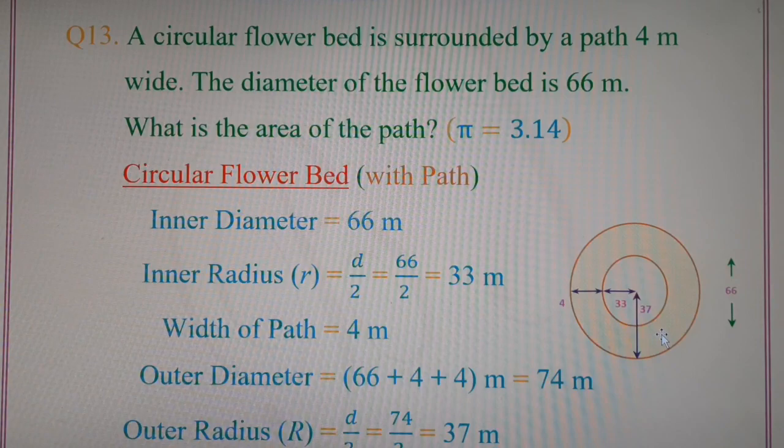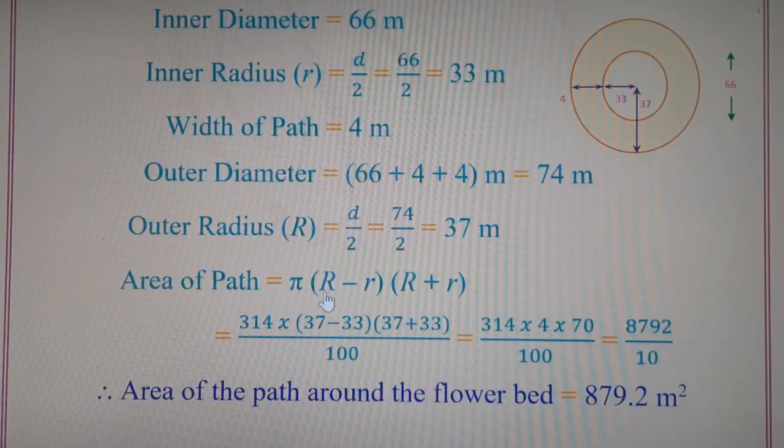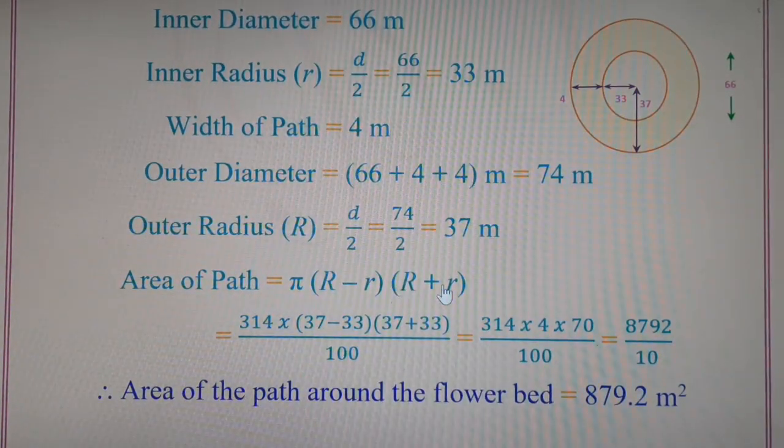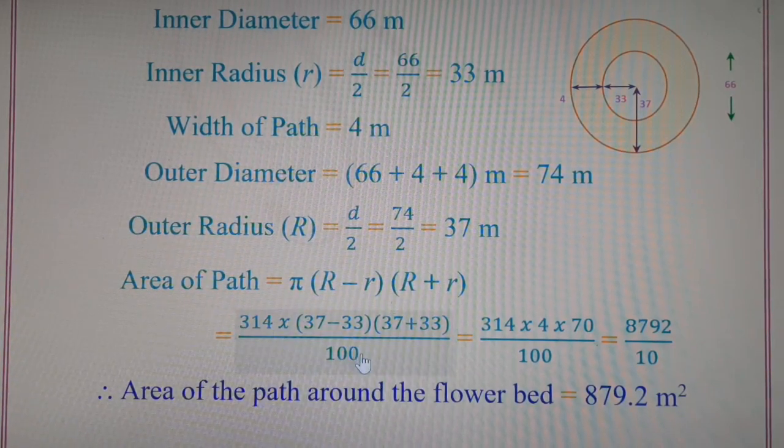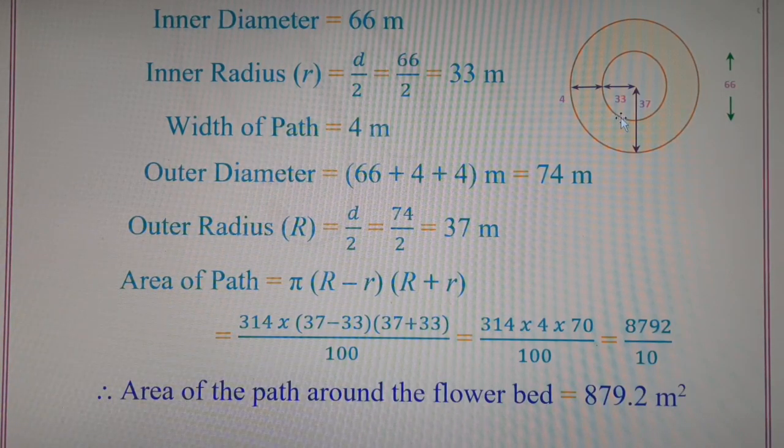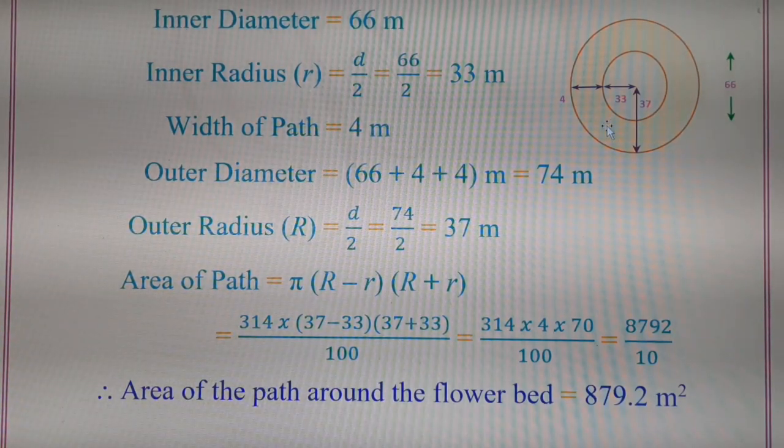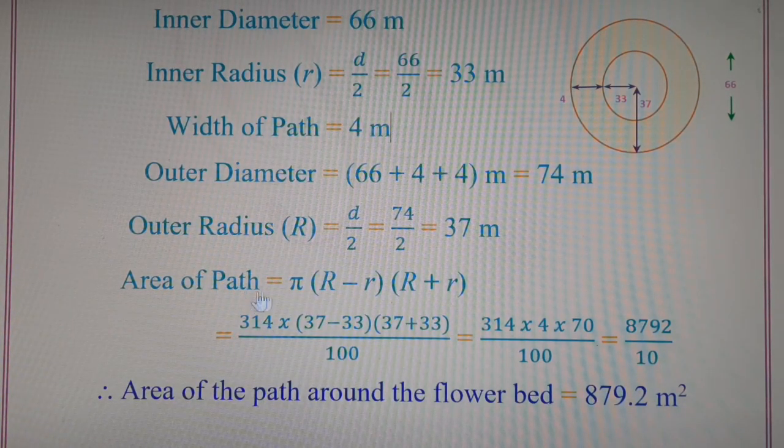But I have given you a shortcut formula, that is pi bracket R minus r and R plus r. This shortcut formula is used in higher classes. So children, you can use this formula to find the area of the path between the two circles. Whatever region is there, that is called the path area. We calculate it using the formula pi (R minus r)(R plus r).